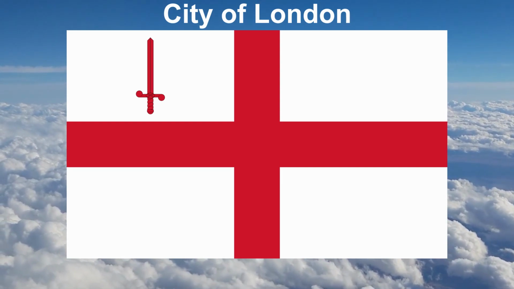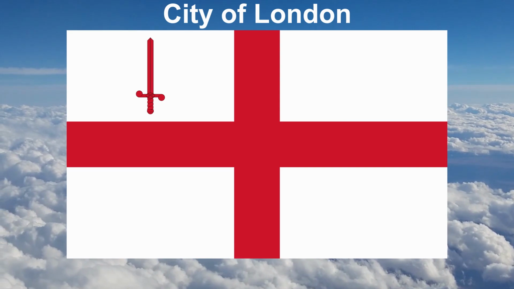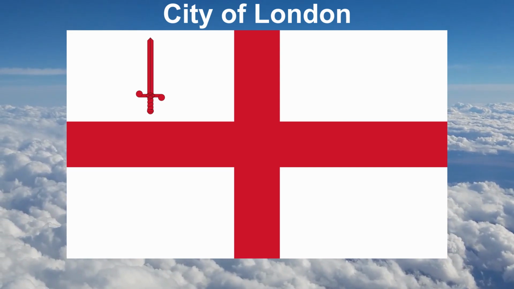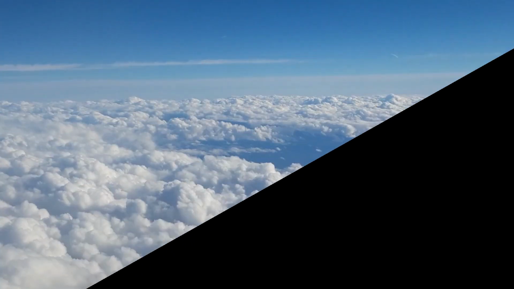And as we mentioned at the start of the video, here is the official flag of the City of London. The sword symbolizes the sword that beheaded St. Paul, who is the patron saint of the city. The cross is, of course, St. George's Cross, which is the national flag of England.